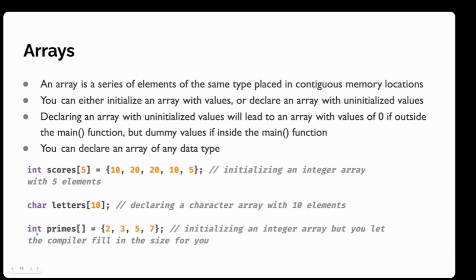And this one is another way to do it. You can just leave the square brackets empty, and based on the elements that you put inside, the compiler will fill in the size for you. So it'll just fill in 4 here for you. But in order to use this, you must give values upfront.